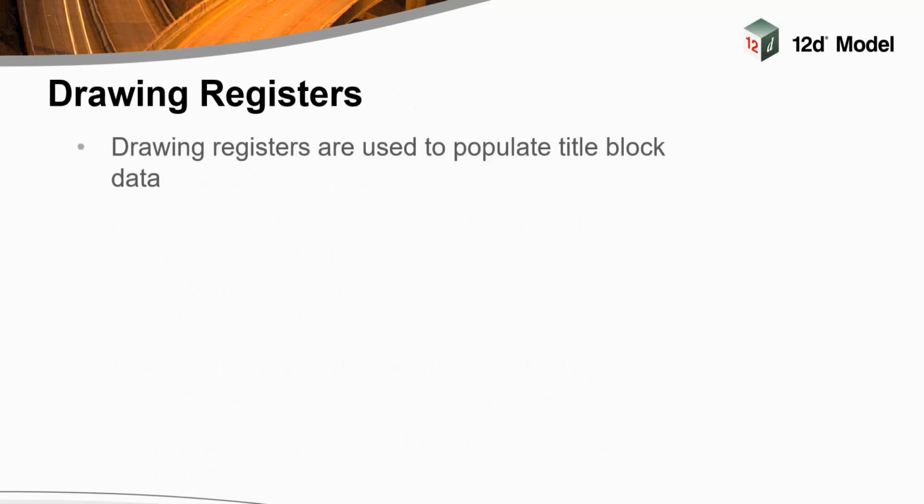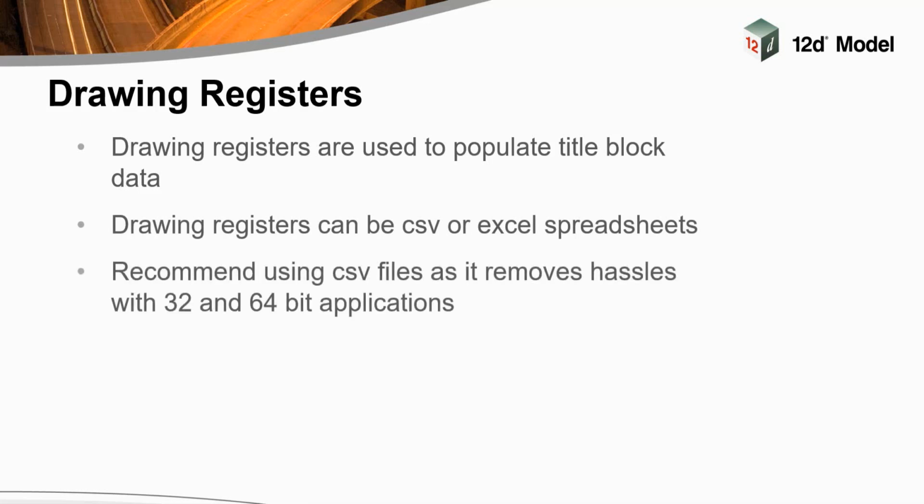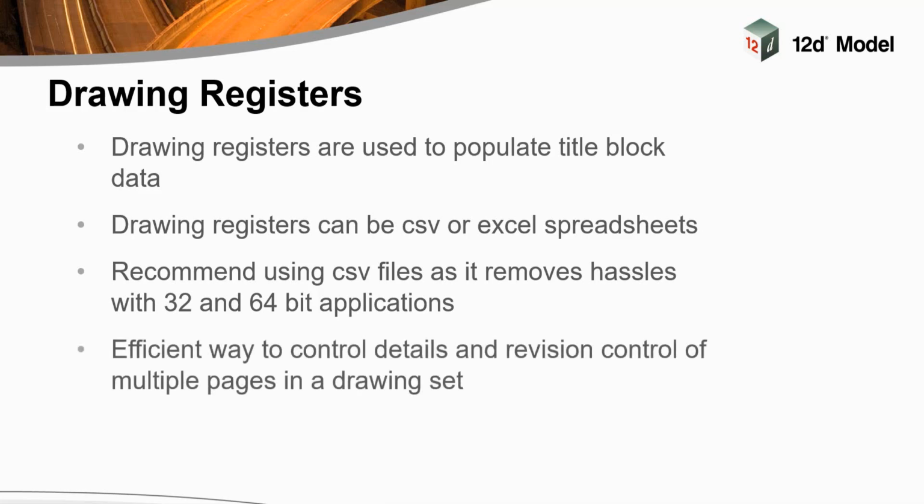Drawing registers. Drawing registers are used to populate the title block data. They can be either CSV or Excel spreadsheets. We do, however, recommend using CSV files as it removes the hassles of the difference between 32 and 64-bit Office applications and also allows CSV files to be created outside the Office framework. It's an efficient way to control the details and revision control of multiple pages in a drawing set. And even if it's just 2 pages, you can use a drawing register to control those revisions and all of the data within the title block information.